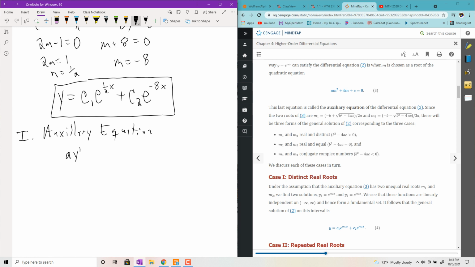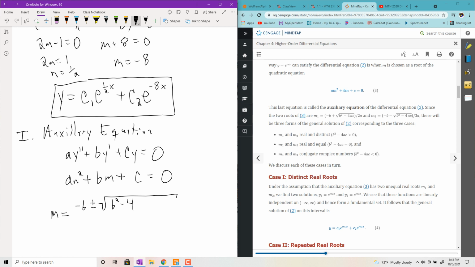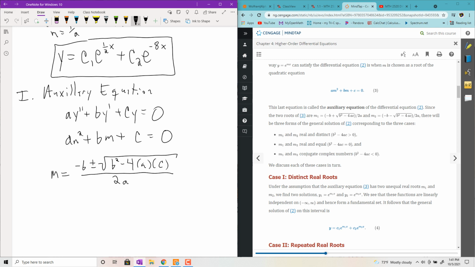So basically ay double prime plus by prime plus cy equals 0. And then the associated auxiliary equation will just be am squared plus bm plus c equals 0. And then we solve this. Worst case scenario, of course, you go to the quadratic formula, so that would be negative b plus or minus the square root of b squared minus 4 times a times c all over 2 times a.